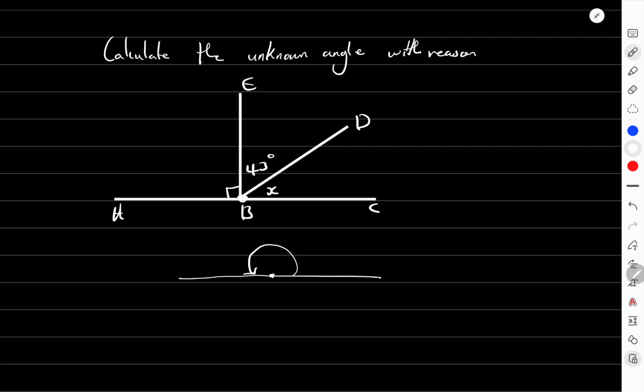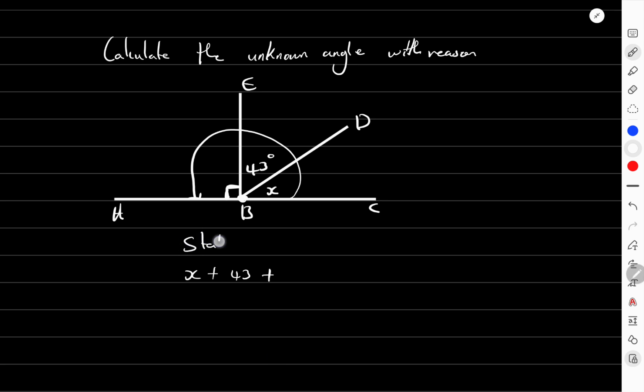A vertex is a point whereby two or more lines meet. Since ABC at this vertex is a straight line, all of the angles combined should give us 180 degrees, because the sum of angles in a straight line adds up to 180 degrees. Therefore, X plus 43 plus this angle. Whenever you see a square box drawn, it represents 90 degrees. So X plus 43 plus 90 combined, I'm supposed to get 180 degrees, because all of these angles lie on a straight line.